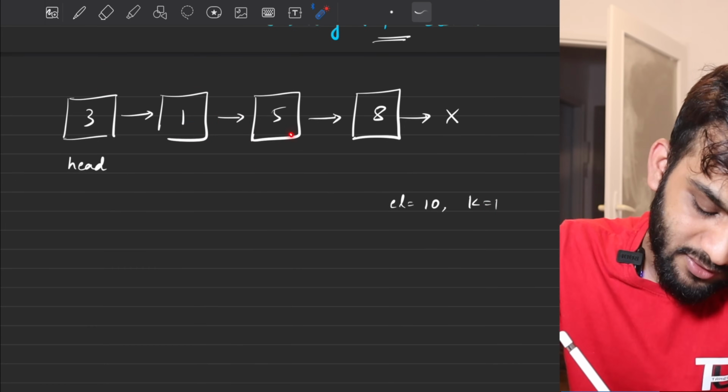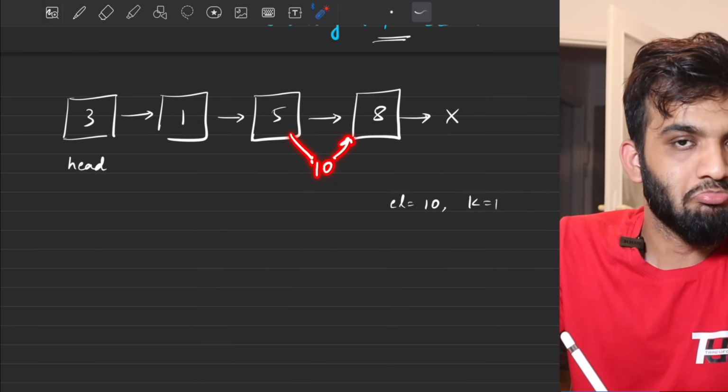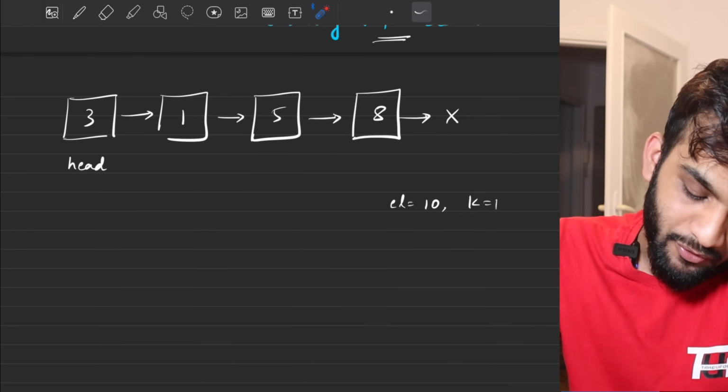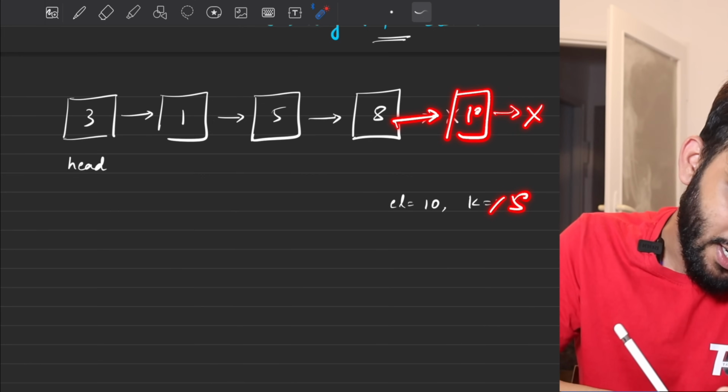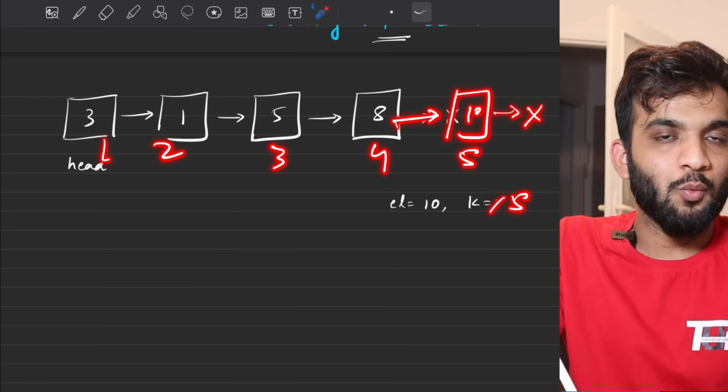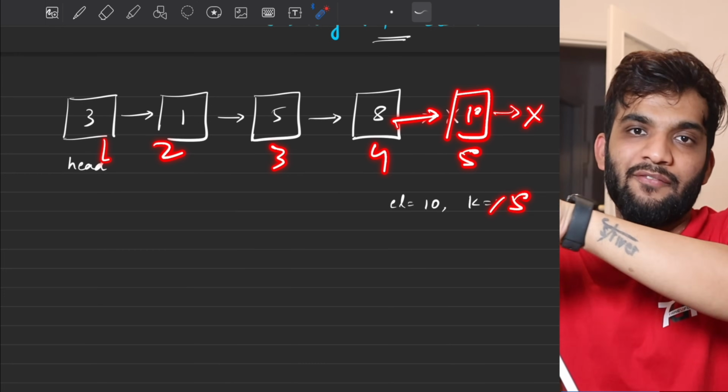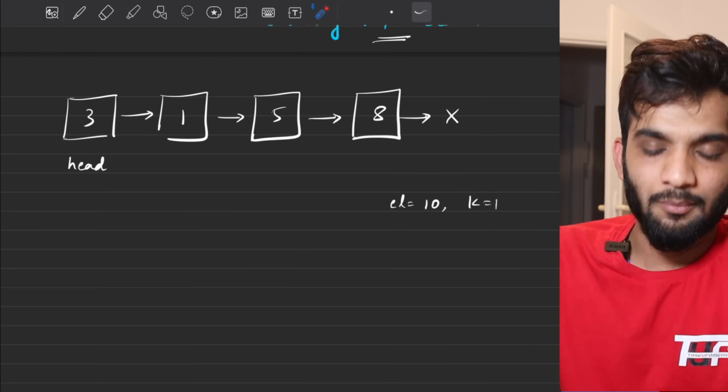What if k is 4? In that case, it will be somewhere here, right? What if k is 5? In that case, it will be somewhere here and this will be null. 1, 2, 3, 4, 5. That is why it cannot go beyond 5. If it is beyond 5, you probably will print something.